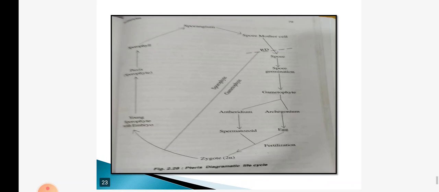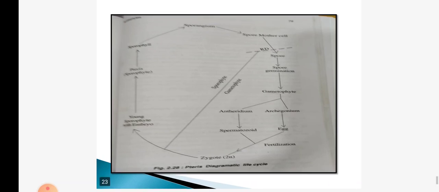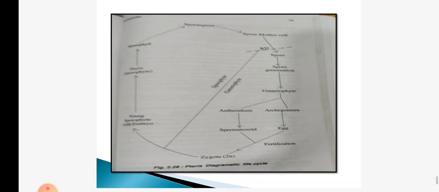This slide represents the life cycle. In the life cycle of Pteris, spores germinate and form the gametophyte structure. The male reproductive structure Antheridium and female reproductive structure Archegonium are formed. Then spermatozoids and egg are formed in Antheridium and Archegonium respectively. After fertilization they produce a zygote. The zygote will form a sporophytic structure with embryo.